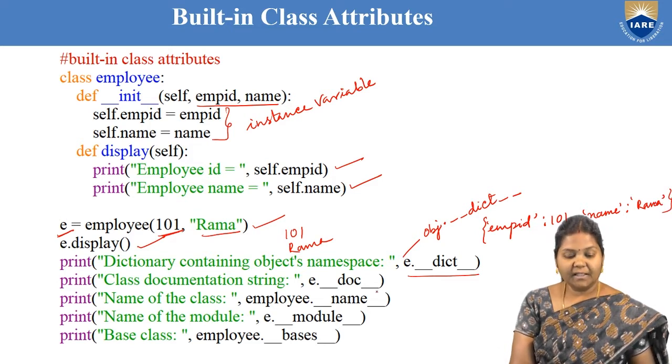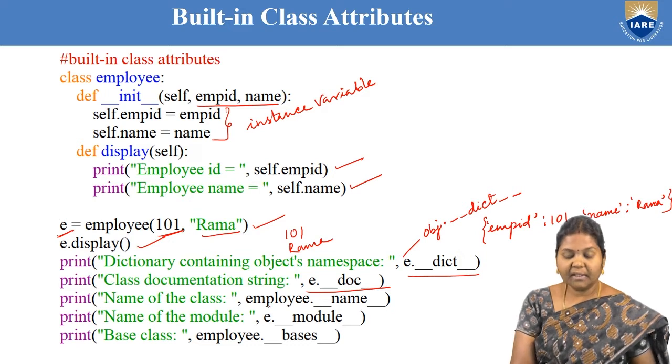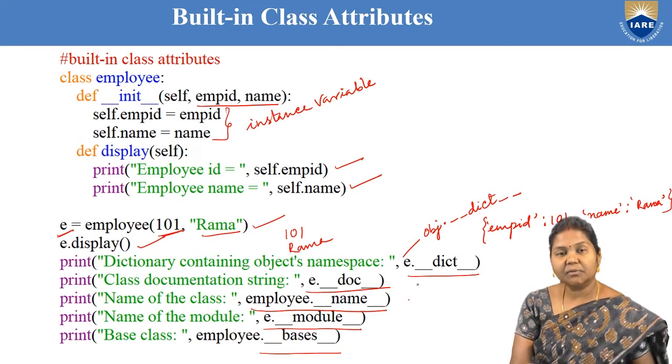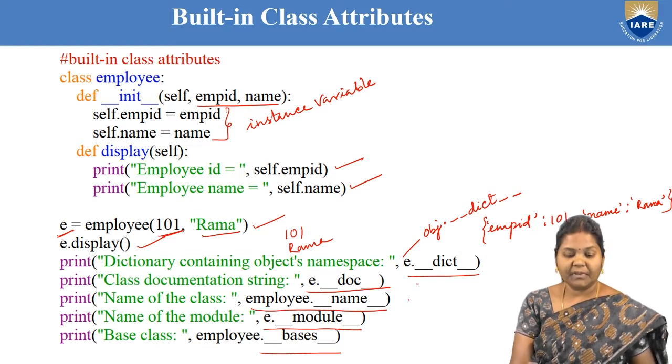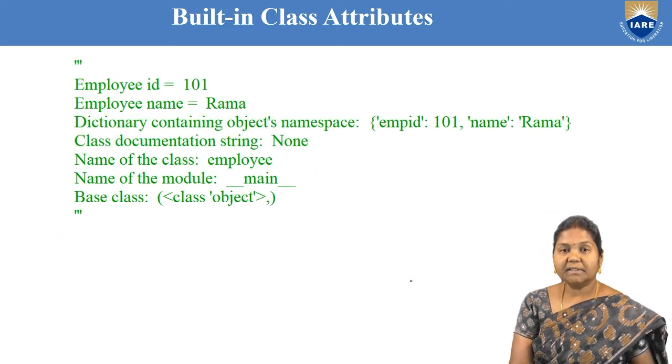Now, similarly, if this class contains any documentation, you can print e.doc. But here we didn't mention any documentation, so you won't get anything. Now, what is the name of the class? If you want to display the name of the class, you use Employee.name, and you will get the name of the class as Employee only. Now, what is the name of the module? If you have used any module concept, you will get it. And if you have used any inheritance, you can display the base class name. We have not used any inheritance here. Now, you can see the output.